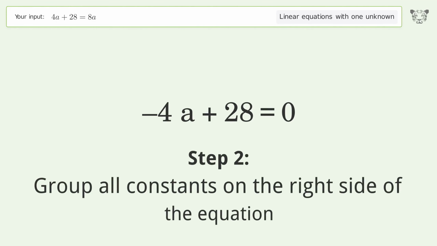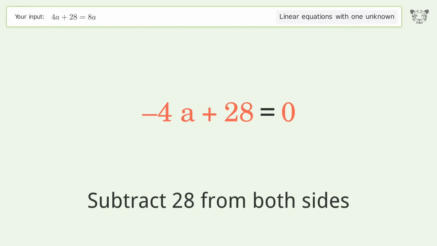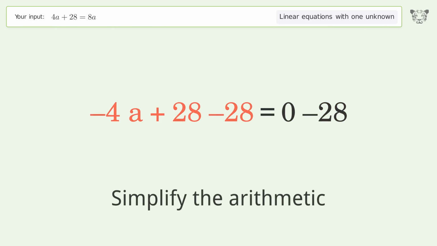Group all constants on the right side of the equation. Subtract 28 from both sides. Simplify the arithmetic.